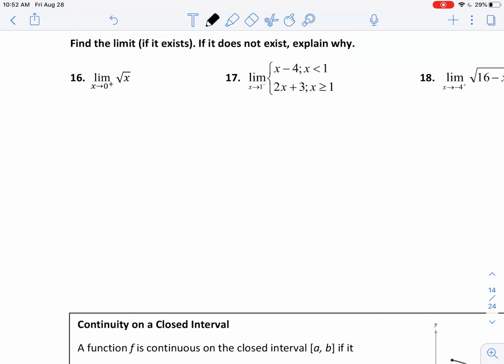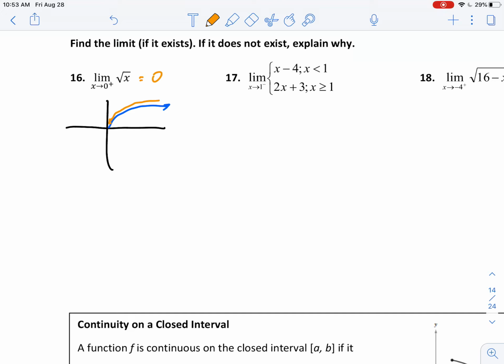Let's see, the limit as x approaches 0 from the right of the square root of x. So I know the graph of the square root of x looks like this. So the limit as x approaches 0, so as x gets closer and closer and closer to 0, what does my y value get closer to? Well, it looks like it gets closer to 0 as well.